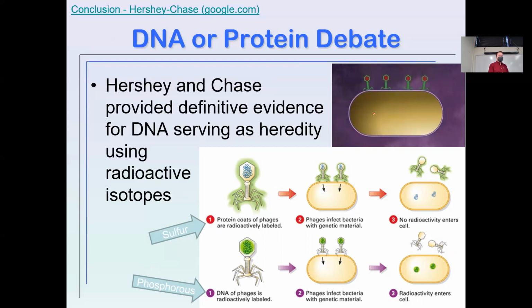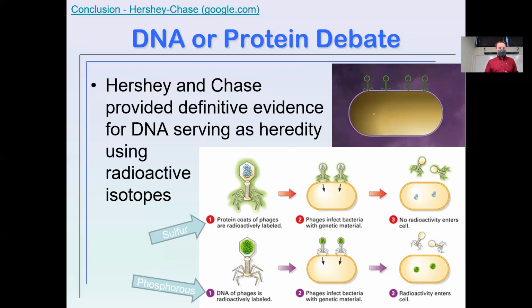So if you encounter coronavirus, your cells have seen the spike protein, they know what to do with it. What Hershey and Chase did, and what a lot of this research at this time was doing, was using radioactive isotopes because they could trace them.